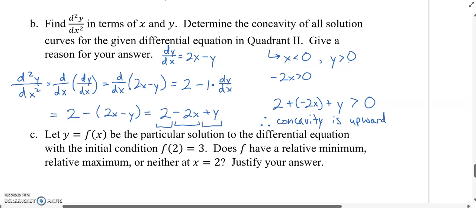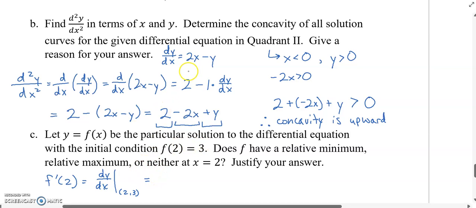Let y equal f of x be the particular solution to the differential equation. Notice that this is, again, a non-separable differential equation right here. So we cannot find this equation for the particular solution. We're not expected to. But based on what we already know, we should be able to figure out whether f has a relative minimum, maximum, or neither at x equals 2. First thing we would want to do is consider what is f prime of 2. Well, f prime of 2 is dy dx evaluated when x equals 2 and y equals 3. Why 3? Because it tells us that that is the point in question.